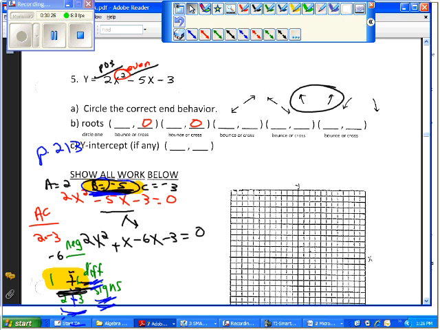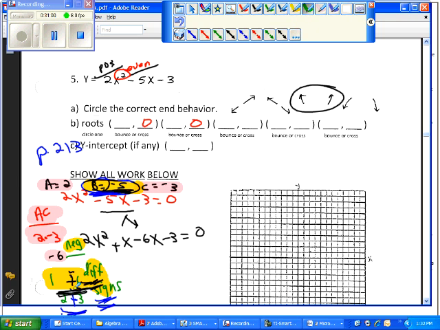So let's review what we did, and this is on page 213. We multiply the a times the c, and we got a negative 6. And then we're going to find the factors of AC, which were 1, 6, 2, and 3. We think about our sign rules. When you multiply with different signs, the answer is negative.